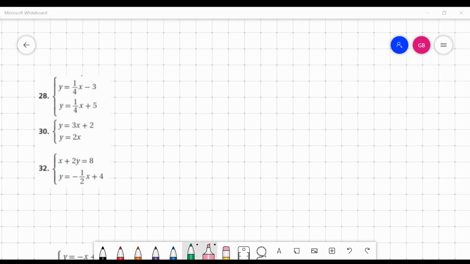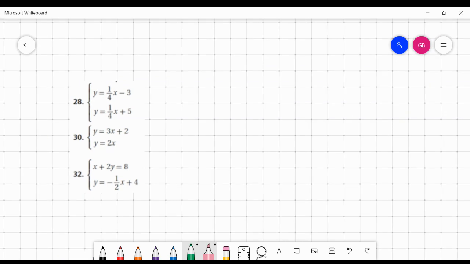All right, answer key for the third page of the study guide. So for number 28, we're going to solve. Since y is 4x minus 3, we're going to substitute it here. So if 1 over 4x minus 3 is equal to 1 over 4x plus 5, we could subtract 1 over 4x from both sides.